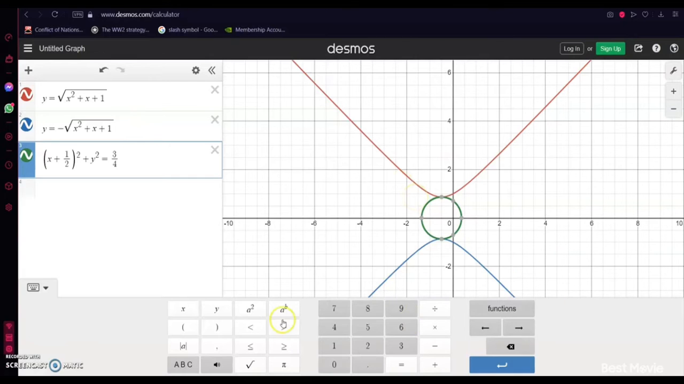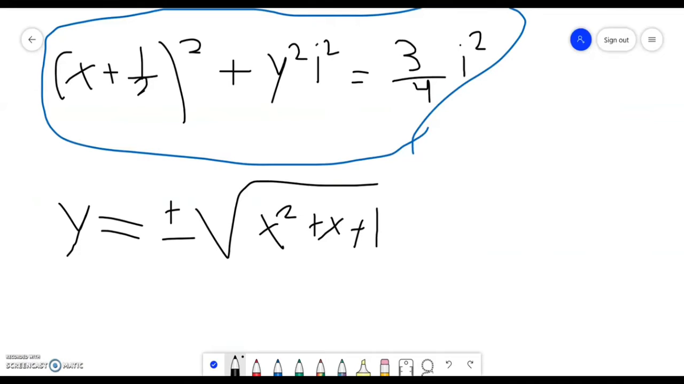But can we look at the same equation, the one that we used here? x plus half squared plus y squared i squared equal to 3 over 4 i squared. Well, if we take it back to its original form, instead of having an i, we replace this with a negative. Instead of having an i, we put a negative here. Can we draw that? And if we try drawing that, would we get a circle?